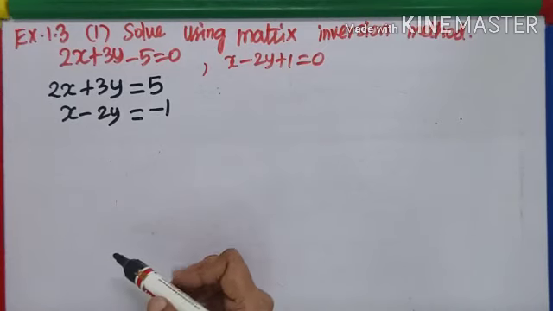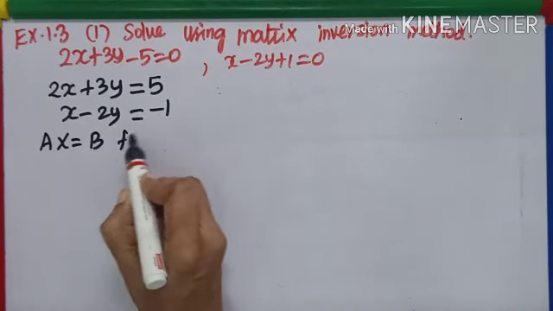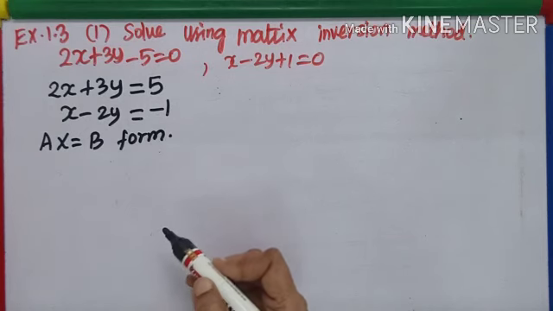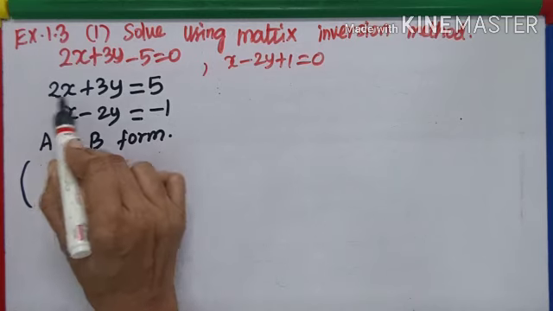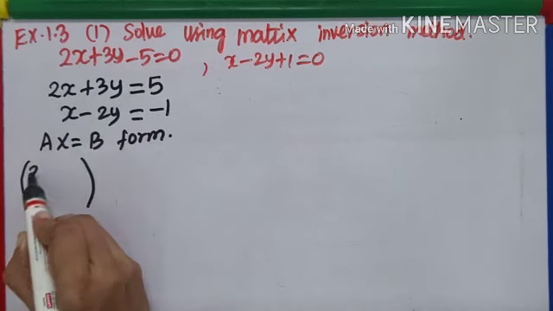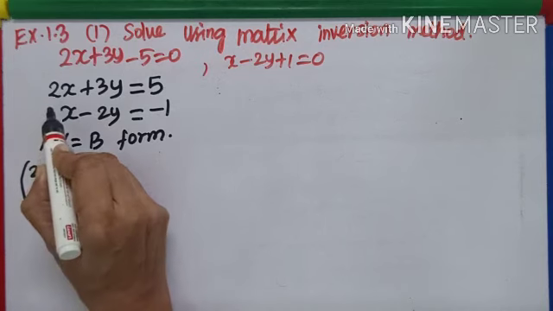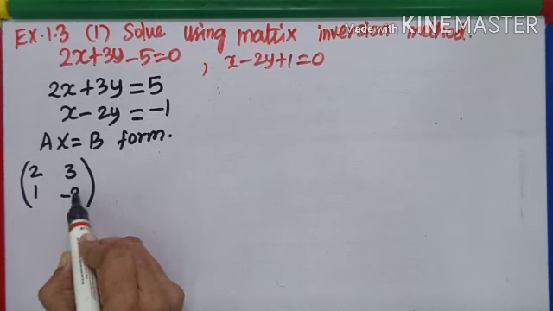The next step, we write this in Ax equal to B form. What is that Ax equal to B form? A is a matrix of all the coefficients. What are the coefficients? 2, here the number 3. Here there is no number, so I will treat it as 1, and minus 2.